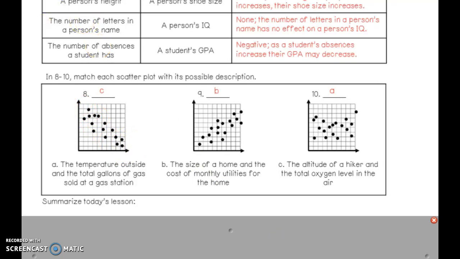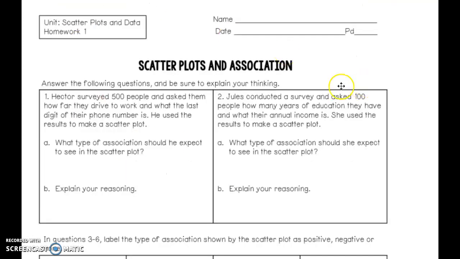Now what I need you to do is take a look at the assignment. This is the handout that says Homework 1 on the front. And what you're going to do is go through and see what you can answer as far as these association questions about scatter plots. When you're finished, you can play the rest of this video.